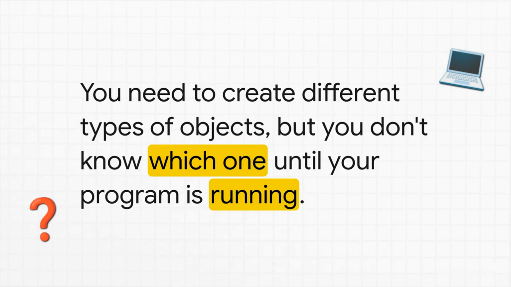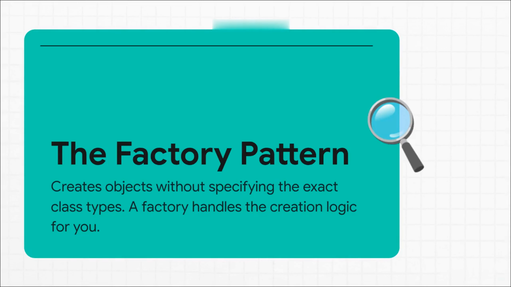Okay, enough theory. Let's make this practical. Imagine you're building a simple drawing app. The user can click a button to draw a circle, or a square, or maybe a triangle. Your code has to create the right shape object on the fly, but you have no idea which one the user is going to pick ahead of time. This is the perfect job for the factory pattern.